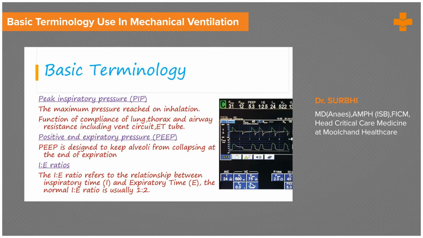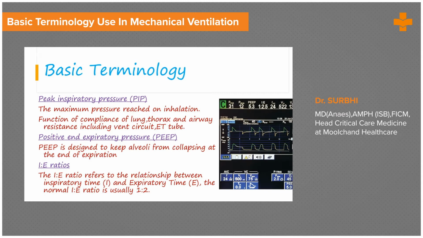The peak inspiratory pressure. This is the maximum pressure reached on inhalation. It is a function of compliance of the lung, thorax and airway resistance. Basically it has two components. It is the compliance of the thorax and the alveoli, and also you add the airway resistance of the ventilator circuit and the ET tube. The positive end expiratory pressure. The PEEP is designed to keep alveoli from collapsing at the end of expiration.